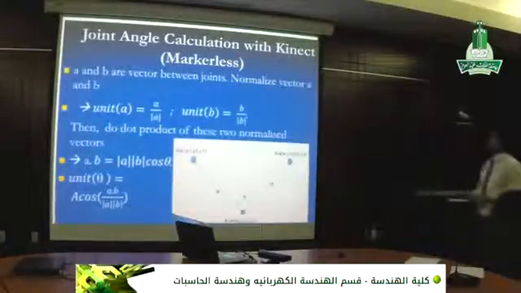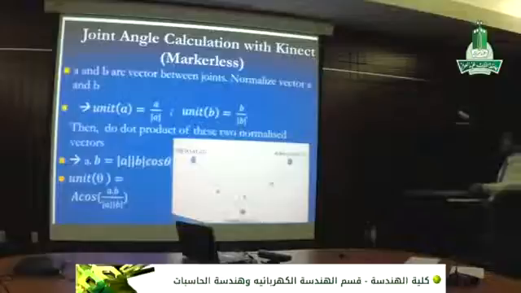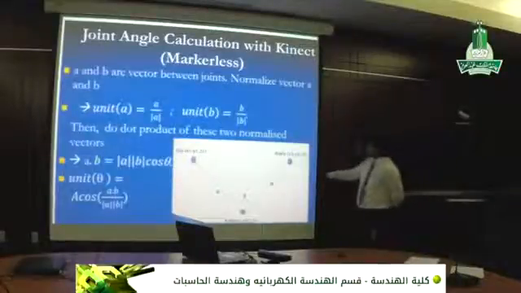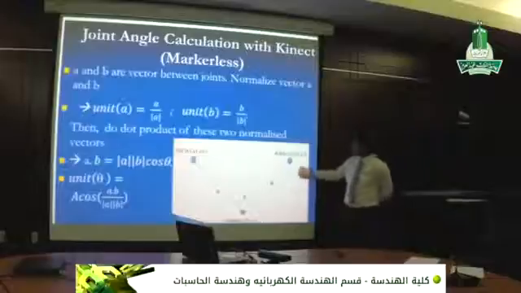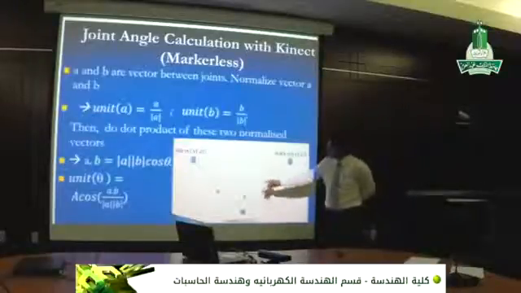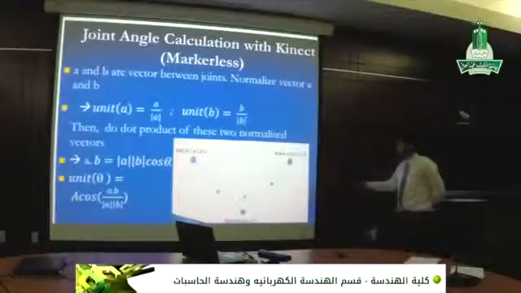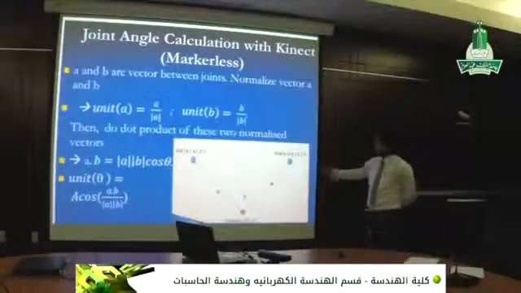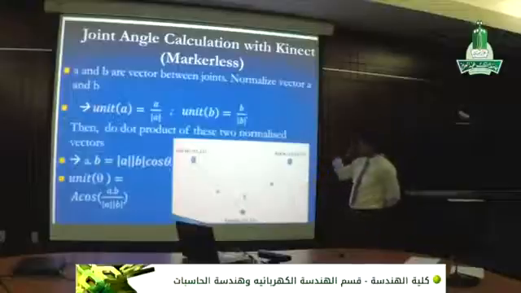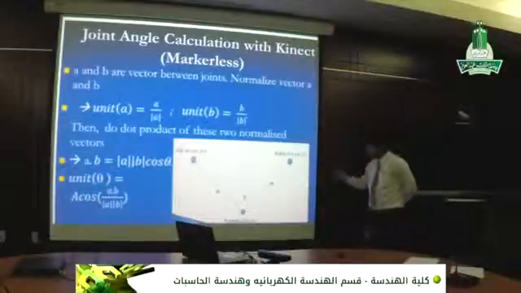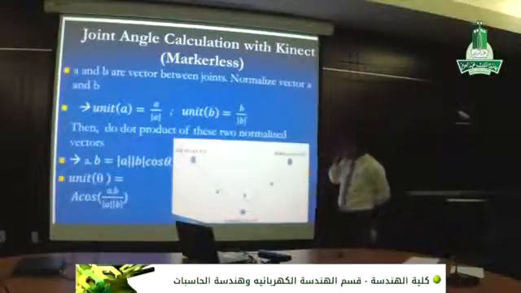Now we're talking about how the angles were calculated for the Kinect data using it as a marker-based system. In this figure, we can see that there are 3 joints: hip, knee, and ankle, providing x, y, and z coordinates. A and B are the vectors between the joints. In order to calculate the angle between the joints, we use cos theta equals a dot b upon the norms of vectors a and b.